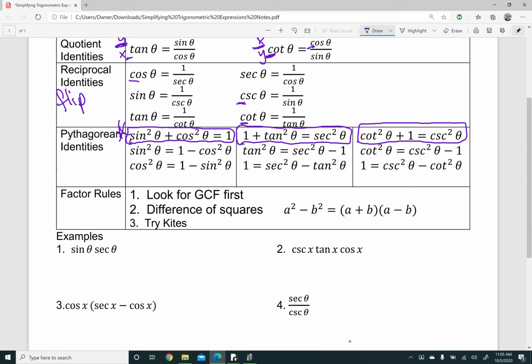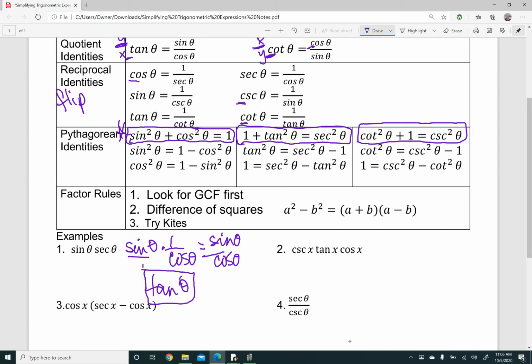So here's the difference of squares rule. All I do is take these rules up here and say, okay, how can I rewrite this? Well, this is already in terms of sine, so this is sine of theta. And secant is 1 over cosine of theta. Well, what's sine of theta divided by cosine of theta? That's tangent. So now I've simplified this into tangent of theta.